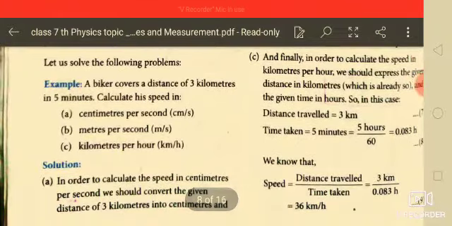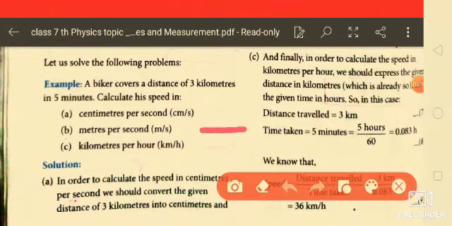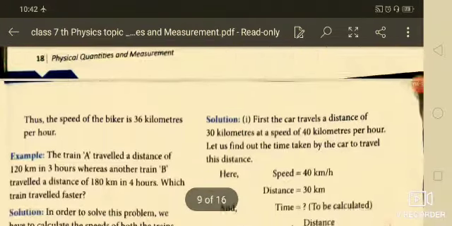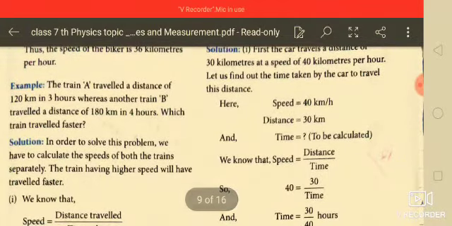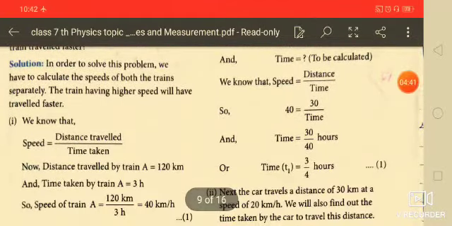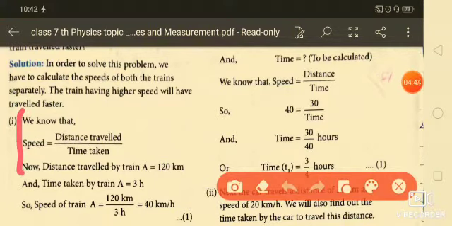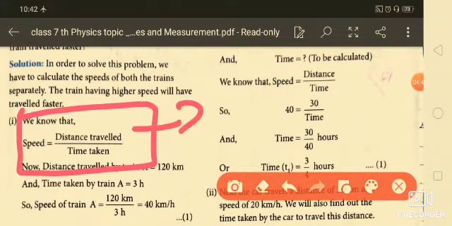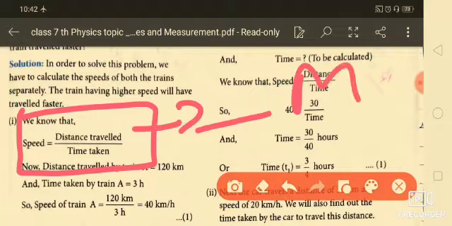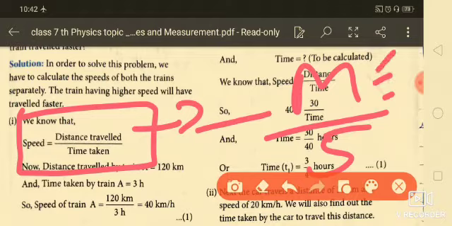Now an example: a biker covers a distance of 3 kilometers in 5 minutes. This is given here, and by this process you can find the solution. You can find the speed of any moving object. For finding the speed of any moving object, you take the distance traveled by the object and divide it by the time, and finally you convert it into meters per second. If the condition is given to convert it into centimeters per second, then you multiply the meters by 100 and you will find it in centimeters, and the time in seconds.